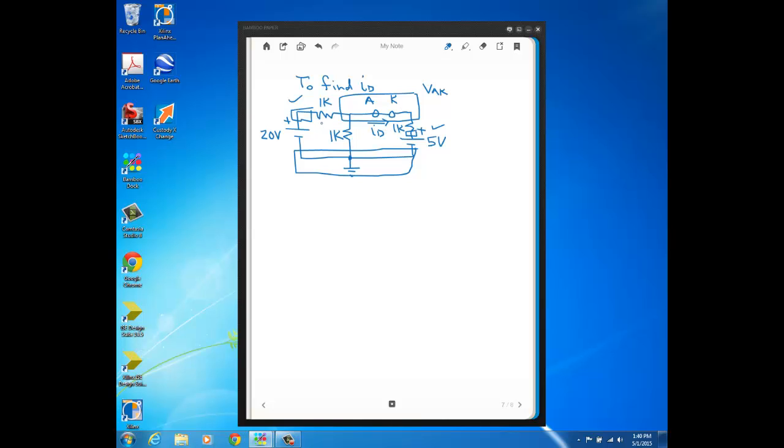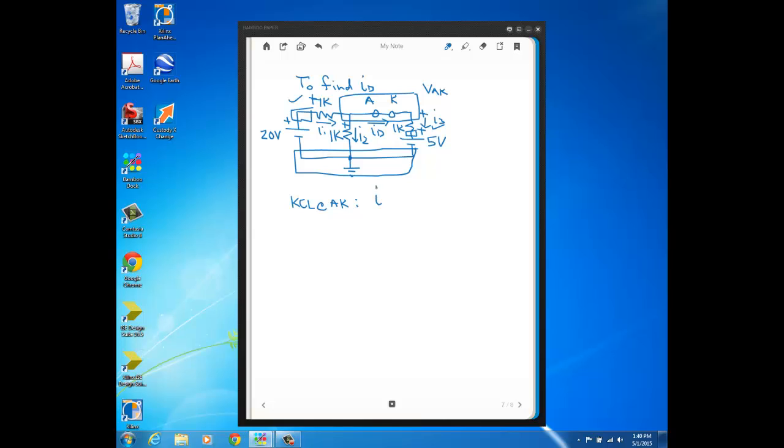So I'm going to define my currents to write a node voltage expression. I'll say this is I1. I'll say this current here is I2. And then I'll say this current over here through this 1K is I3. And remember, wherever current enters a resistor, that's the higher voltage end. So now doing the node voltage method, I'll do KCL at node AK.